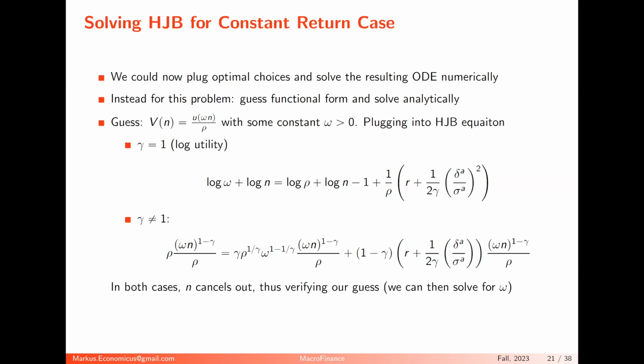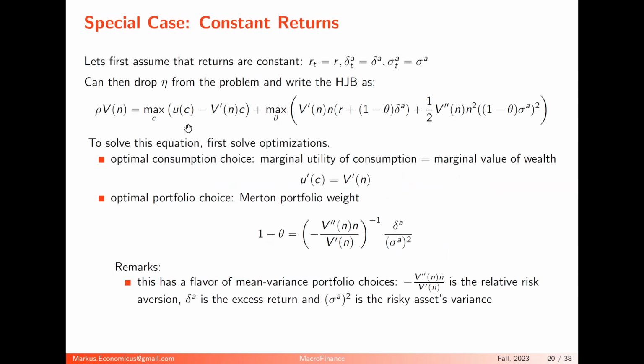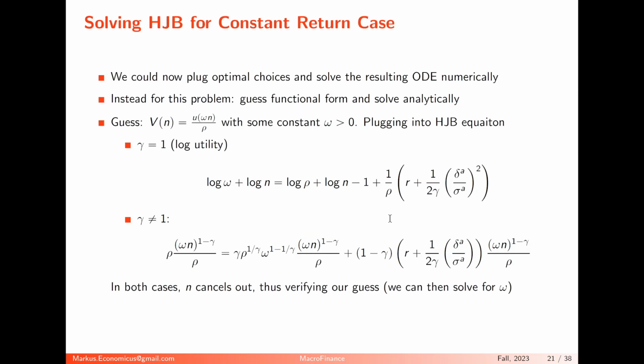So for our utility function, which is constant relative risk aversion, we have the special case with gamma equals 1, which is log utility. And if gamma does not equal 1, then we have non-log. If you take log utility, we have log of omega plus log of n minus log of rho, or that's just on the other side. That's equal to, if you plug in these optimal levels everywhere and do it also for the value function, then you get this expression here.